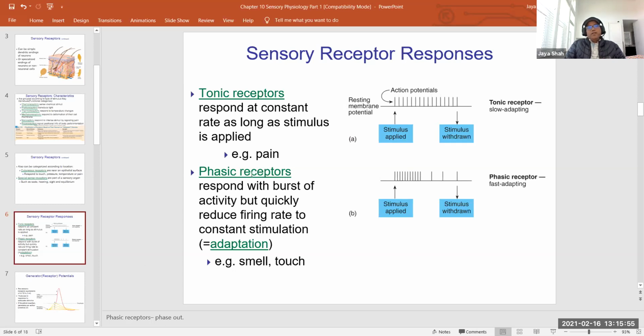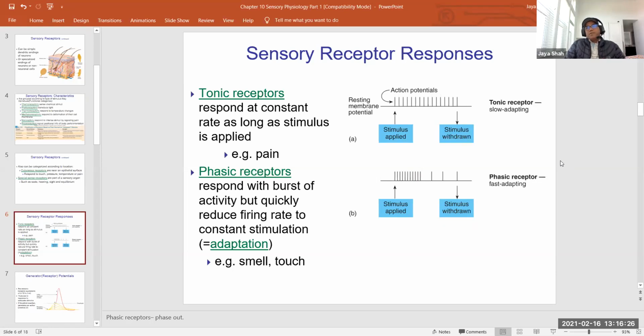But a phasic receptor responds with a burst of activity, but quickly reduces its firing rate to constant stimulation. And that is called adaptation. For example, smell and touch. So here, you give a stimulus, initially the firing rate, you can see the frequency is fast, but slowly the firing rate decreases. That means these are fast adapting receptors.